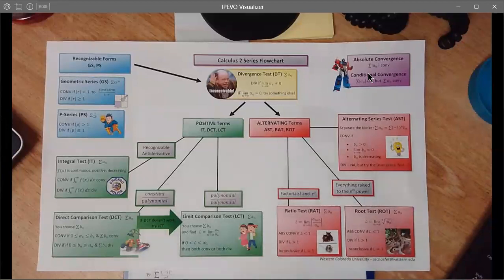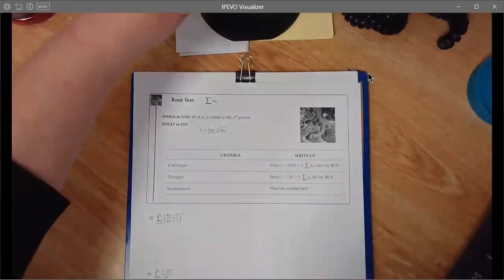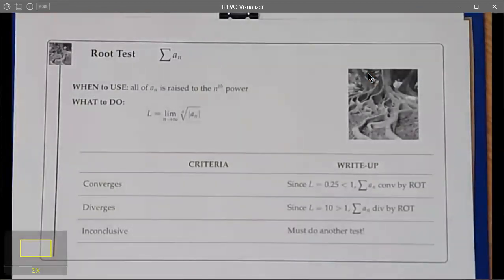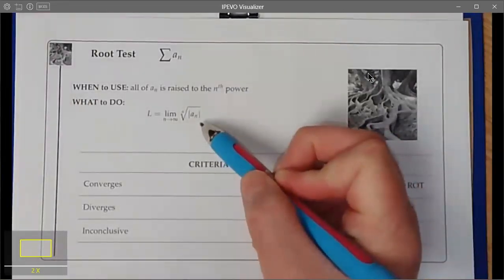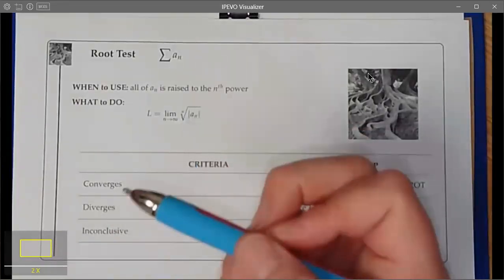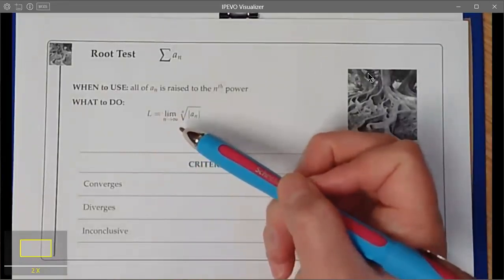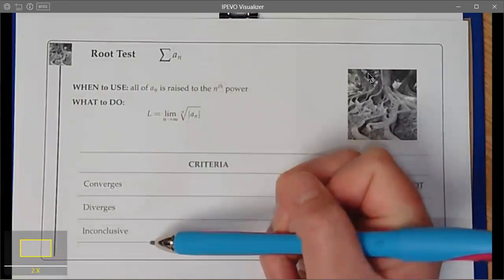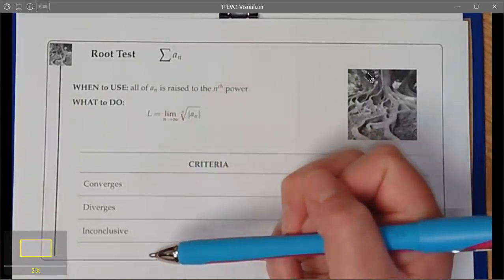All right, so let's take a look at the details for the root test. Here we go, let's zoom in. For the root test, you're going to take the absolute value of your series, and then take the nth root, which should get rid of it being raised to the nth power, and you'll take the limit as n goes to infinity. And here's our criteria. It turns out this criteria is exactly the same as the ratio test. If you've memorized it for the ratio test, you also know it for the root test.